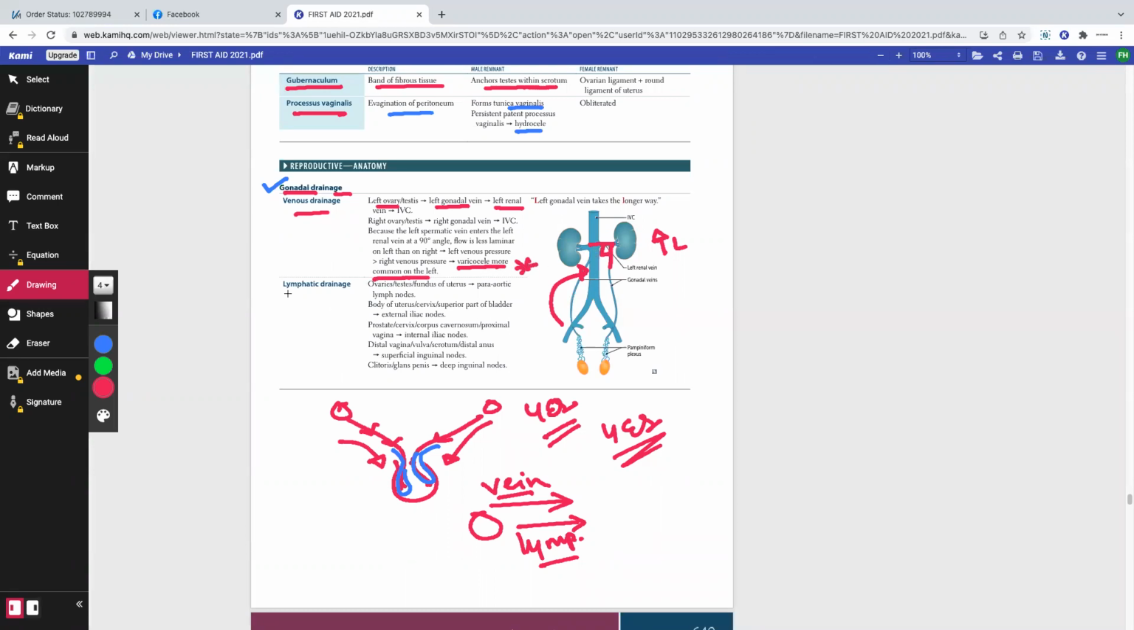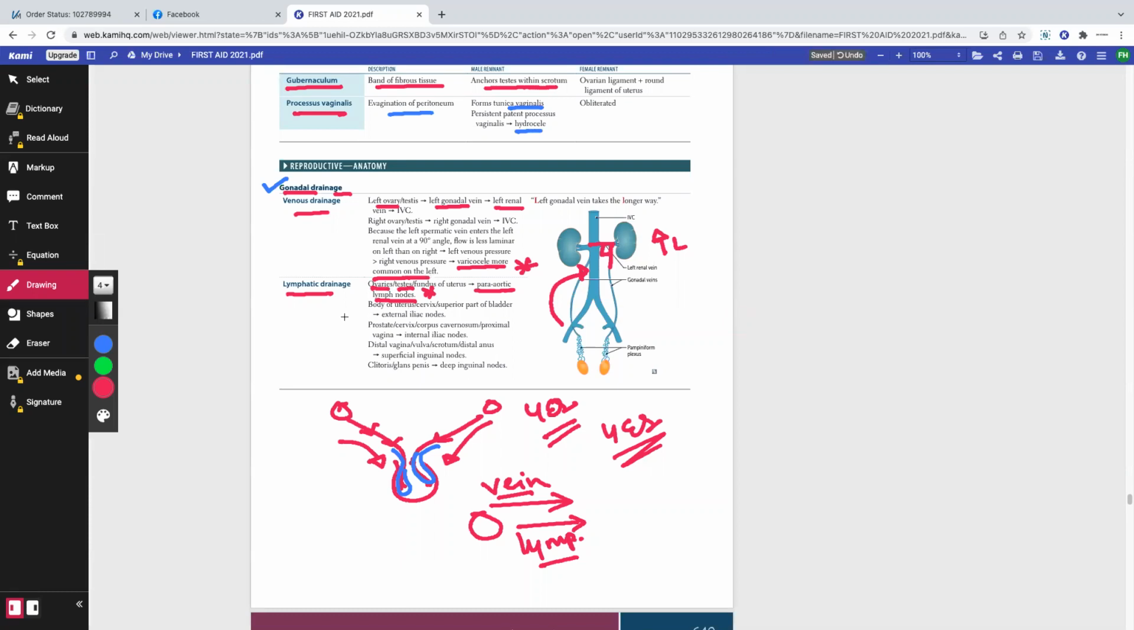Next one is lymphatic drainage. Lymphatic drainage of the gonads is very important because whenever we have some sort of carcinoma or any pathology, and we have swelling of those lymph nodes, that swelling is a sign of a very high yield underlying pathology. For example, whenever we see para-aortic lymph node enlargement or pathologies in your USMLE Step 1, instantly we assume that there's something wrong with the ovaries or the testis. As simple as that. For example, the most common reason is testicular carcinoma.